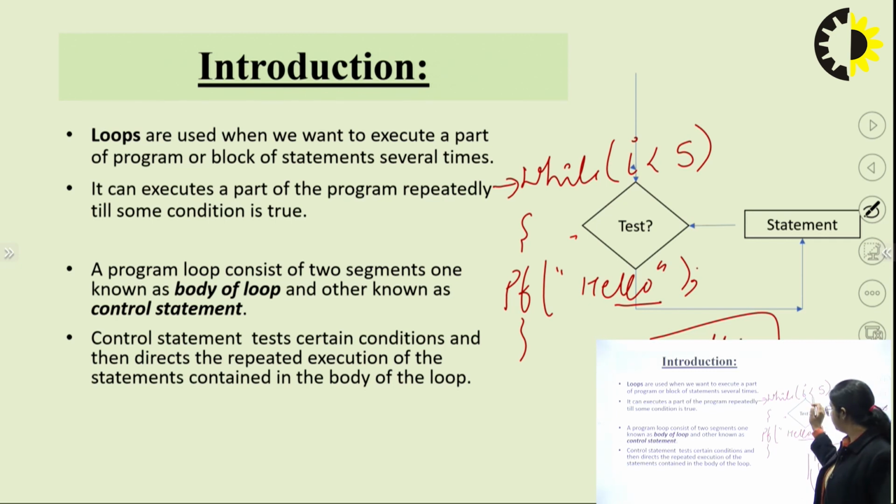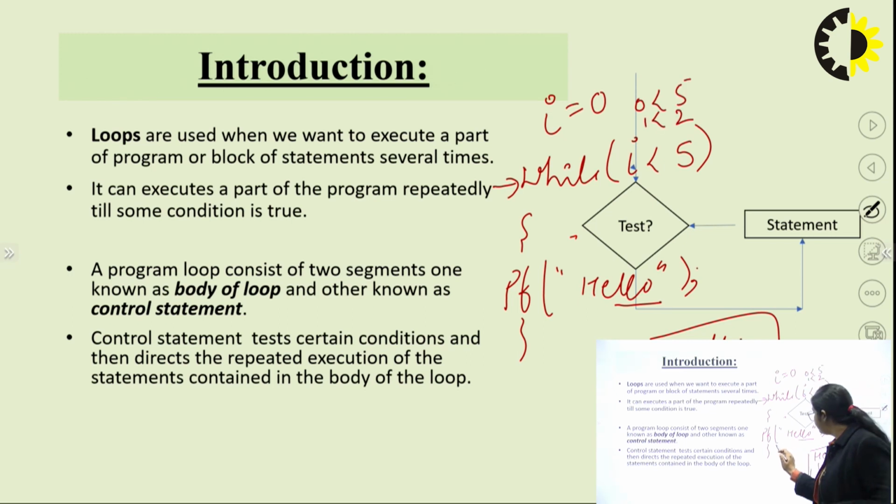And before this we have to initialize the value of i. Suppose I initialize the value of i, then it starts with i less than 5, and we have to do some updation also. So basically this is the concept of the loop we are going to discuss in our video. I hope you will understand what the loop is, what the basic concept of the loop is, and why we need this loop.